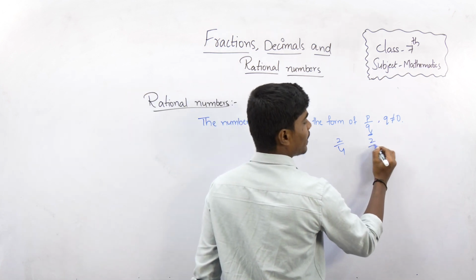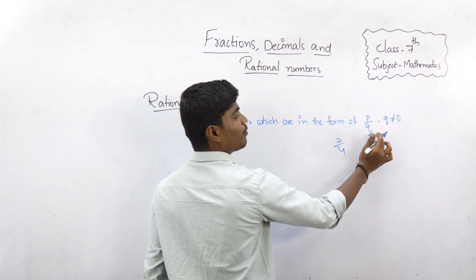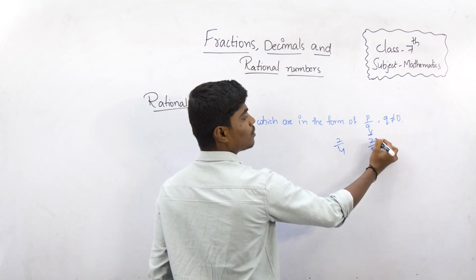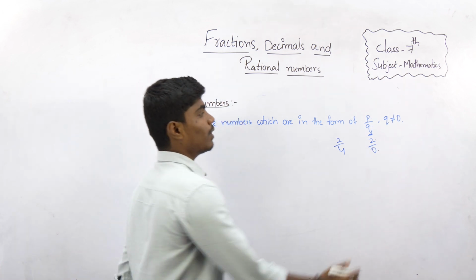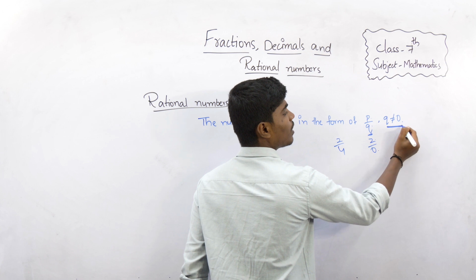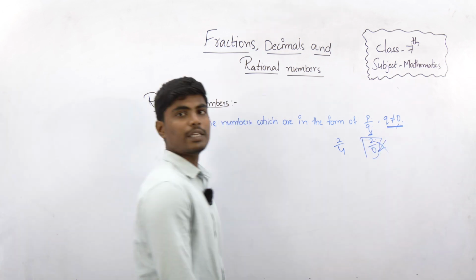If we take 2 by 0, here this is not a rational number. See, it is in the form of p by q. P is 2, q is 0. This is in the form of p by q, but what is the condition here? Q should be not equal to 0. Here q is 0. So this is not a rational number.